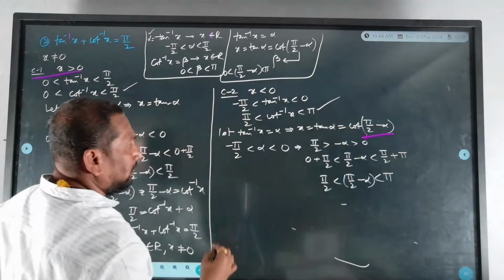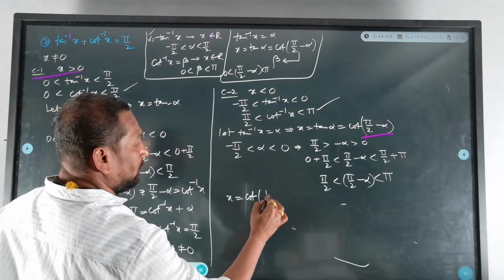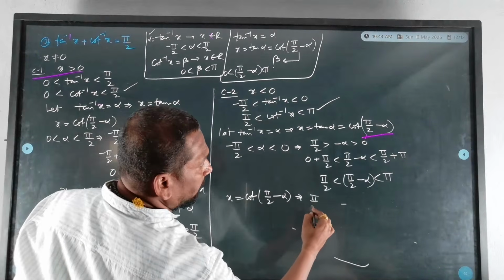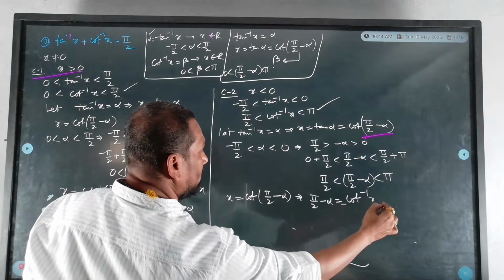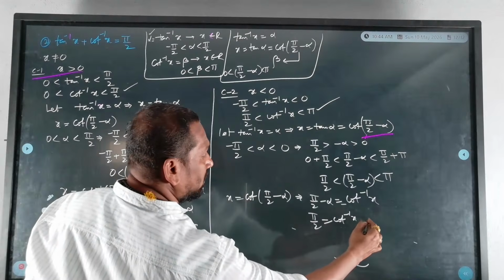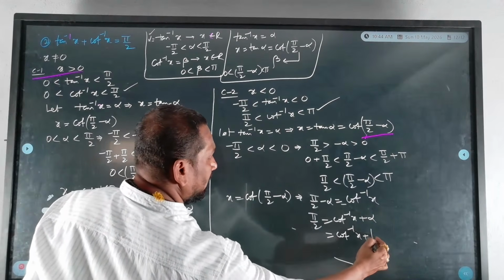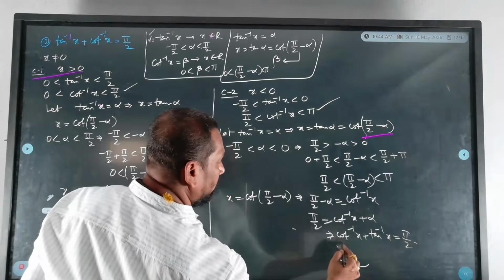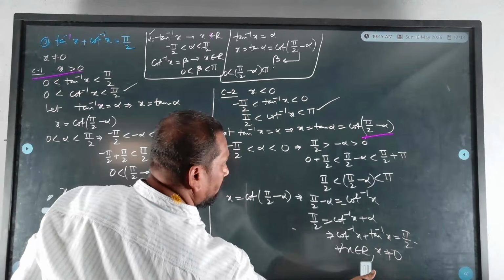Is it okay? So now x is equal to cot of pi/2 minus alpha. That implies pi/2 minus alpha is equal to cot inverse x, so pi/2 is equal to cot inverse x plus alpha. So cot inverse x plus tan inverse x is equal to pi/2 for all x belonging to the reals except 0.